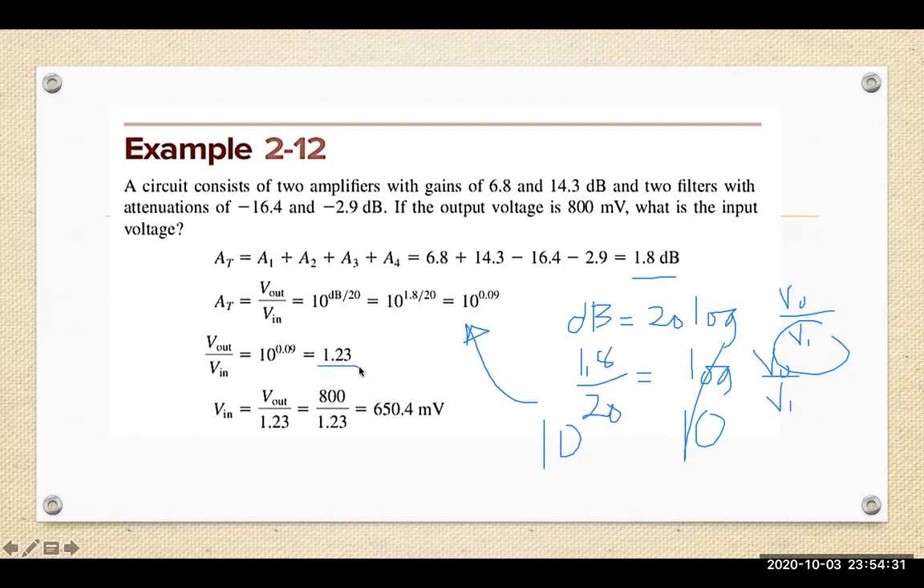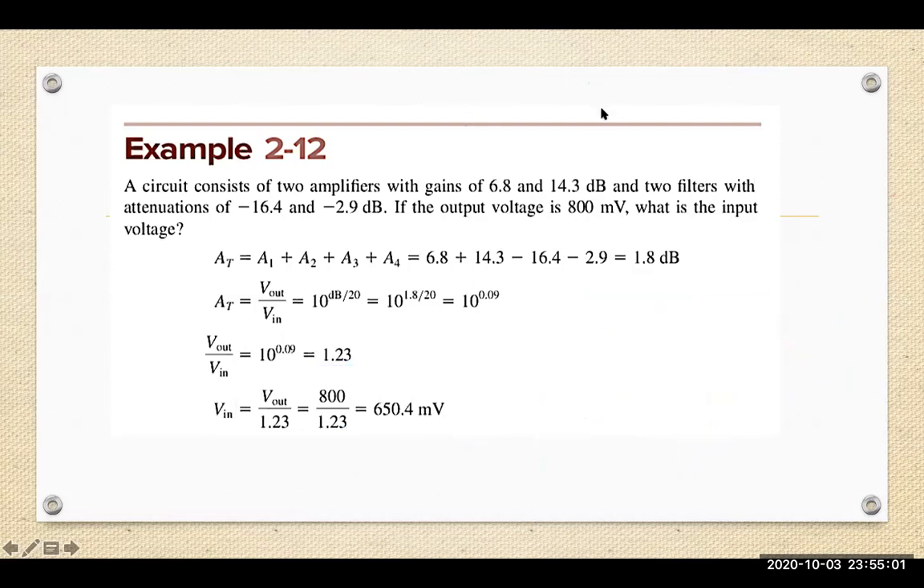To determine the input voltage, given that the output voltage is 800 millivolts, or 800 times 10 raised to minus 3, we have 800 millivolts divided by 1.23 as the unitless gain, equal to 650.4 millivolts. Okay, so that's it. Now let's see if we still have another problem here.